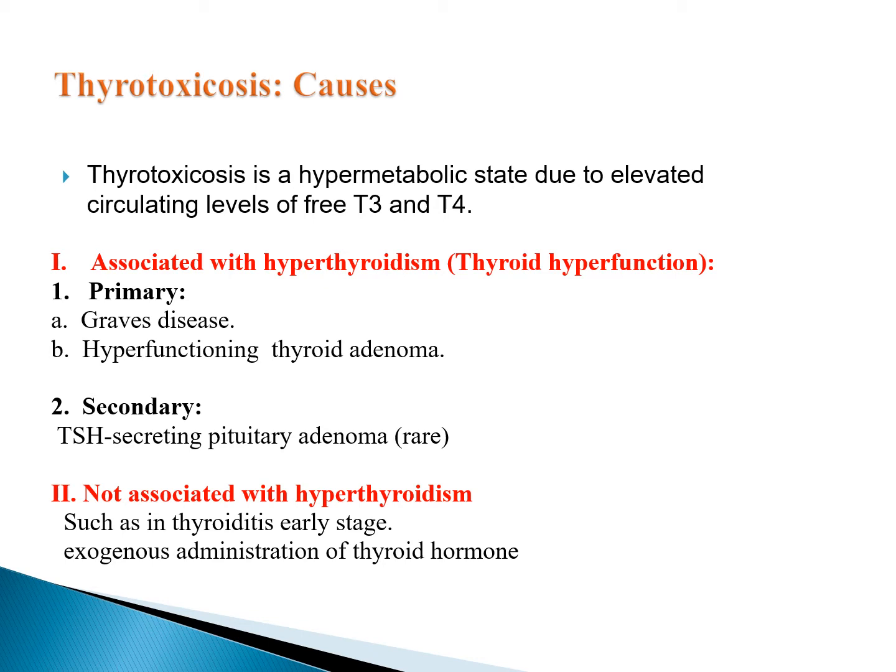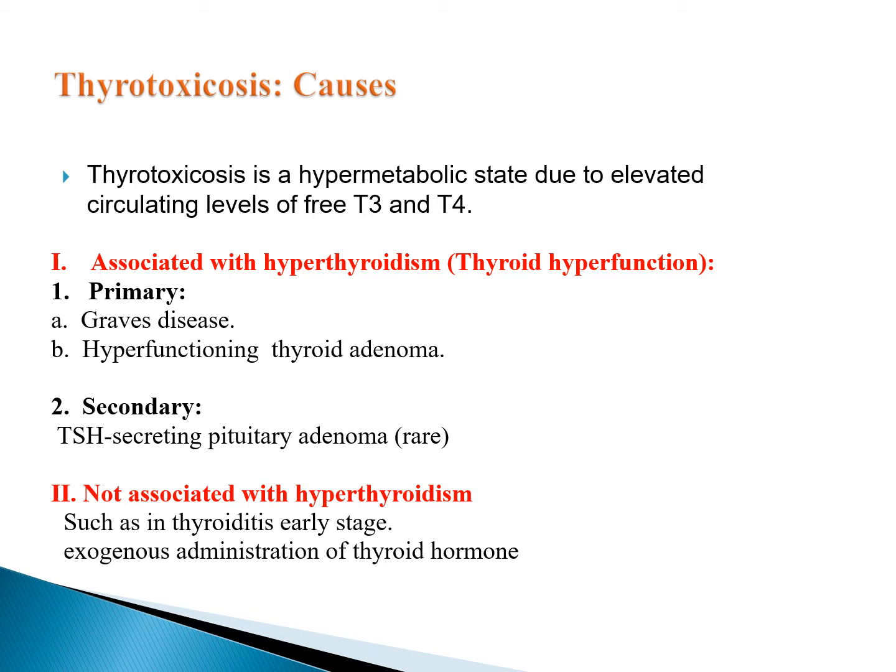Thyrotoxicosis is defined as elevated circulating levels of the T3 hormone and the T4 hormone, which are produced by the thyroid gland. Thyrotoxicosis can be divided into two groups, those that are associated with hyperthyroidism, that is thyroid hyperfunction, and those that are not associated with hyperthyroidism. Those associated with hyperfunction of the thyroid gland are also subdivided into primary, like Graves' disease, we will talk about it, and a thyroid adenoma, which is a benign thyroid tumor. The second is called secondary.